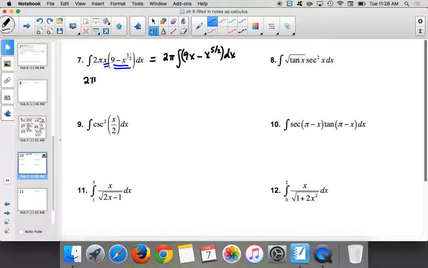So the 2 pi is just a number. We keep it out there. And then we're going to integrate the rest of it. So I'm going to have 9 times 1/2 x squared, or 9 over 2 x squared, minus, I add 1 to the power, so instead of 5 over 2, I'm going to have 7 over 2. So x to the 7 over 2 with a 2/7 out front, right? So I'm going to have my 2 pi times 9 over 2 x squared minus 7 over 2 x to the 7 over 2. And you can leave it like that, or you could multiply the 2 pi in.